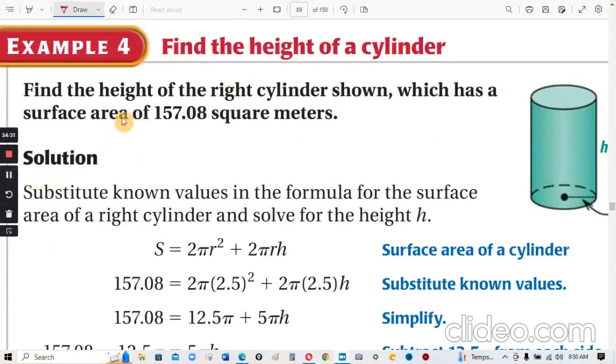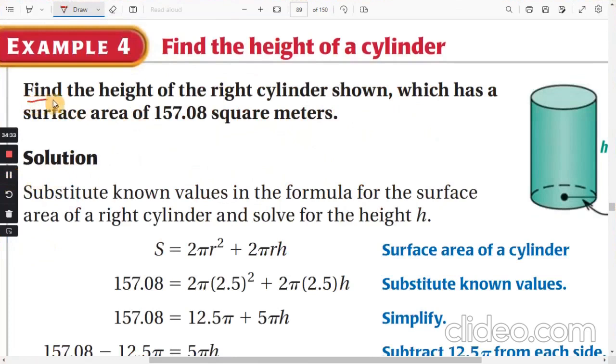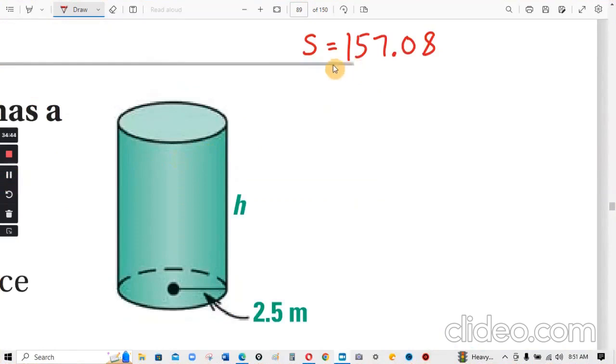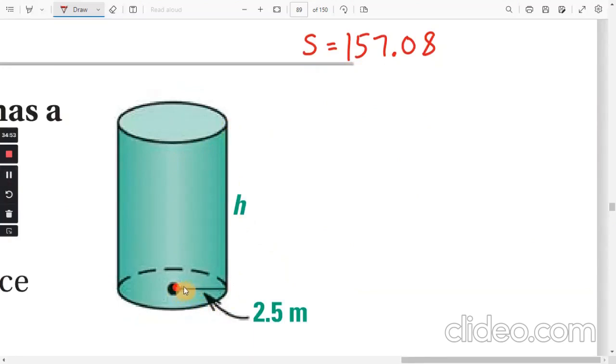Example 4, find the height of the right circular cylinder shown, which has a surface area of 147.08 square meters. All right, they said the surface area is 157.08. We're looking to find the height h. This right here is clearly a radius. Okay, so the radius r is going to be 2.5 meters.